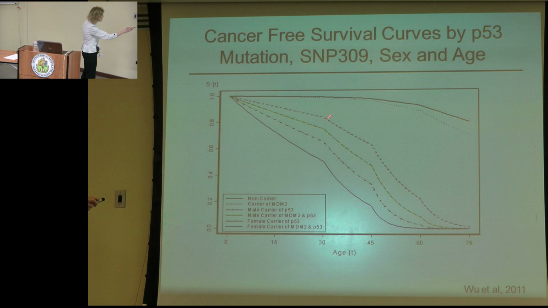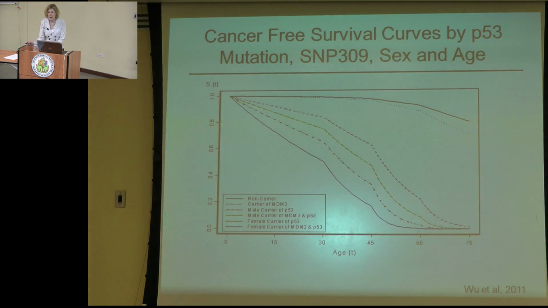Now we're going to look at males and females. These are p53 mutation carriers with the wild type T allele, and these are the male mutation carriers who carry the SNP309, and the same for female. So you can see, number one, the same difference between males and females that I showed you before, but you can also see the impact of the SNP309, and it does have a bigger impact or shift for females than for males.